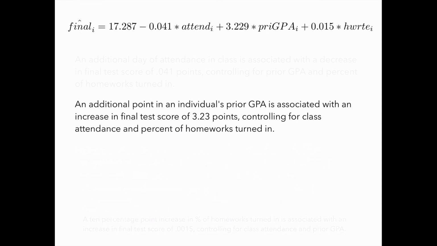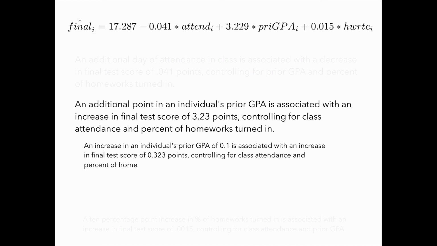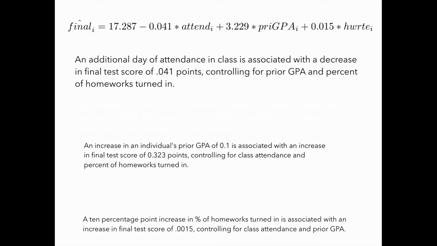So let's look back at our previous coefficient. Since a change in prior GPA of 1 point is quite large, we might instead scale down our coefficient by 10, so that we can say that an increase in an individual's prior GPA of 0.1 is associated with an increase in final test score of 0.323 points, controlling for class attendance and percent of homeworks turned in. As long as we understand the units of our variables, we can translate our coefficients into practically useful findings.